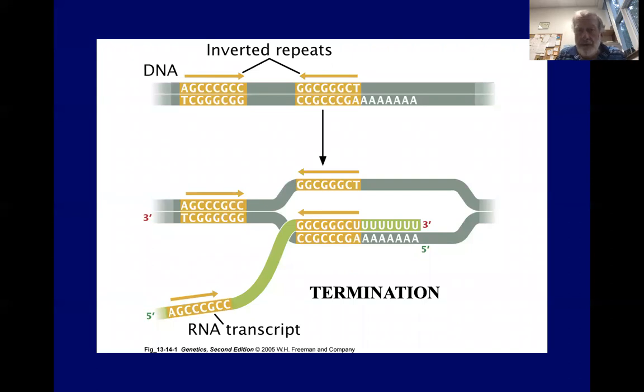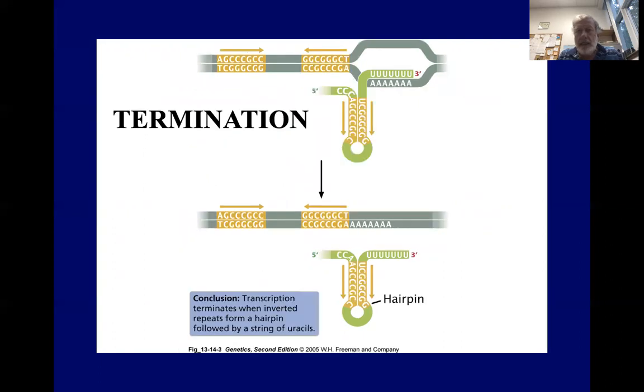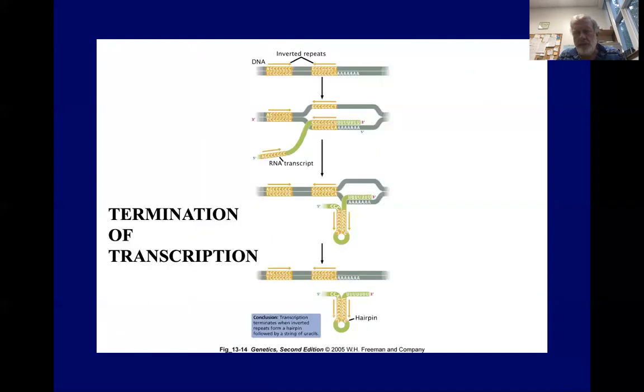So here are our inverted repeats at the top. And we see at the bottom the RNA transcript still attached to the DNA there. And then it forms the hairpin. And that causes the RNA polymerase to stall. And so that releases the RNA transcript, and the DNA winds back up again. And of course, the RNA polymerase is released as well. And here are both those slides in one.